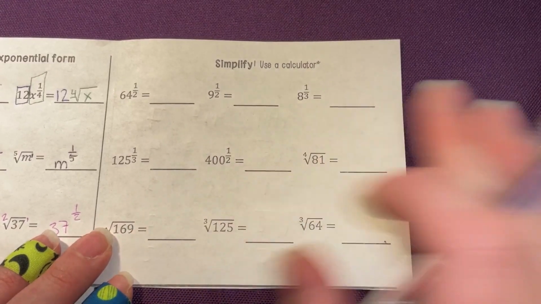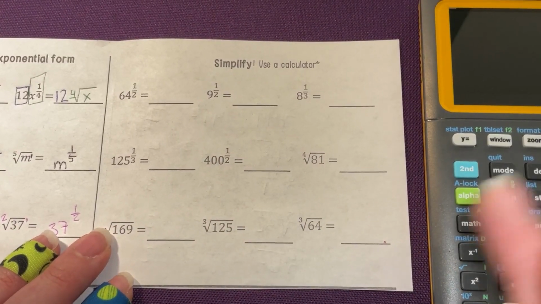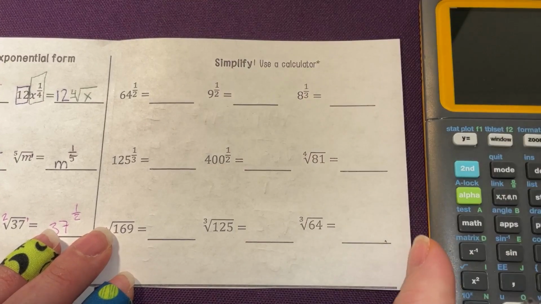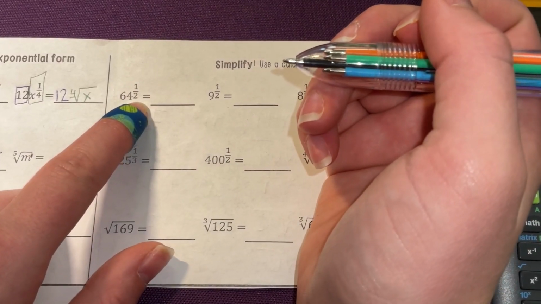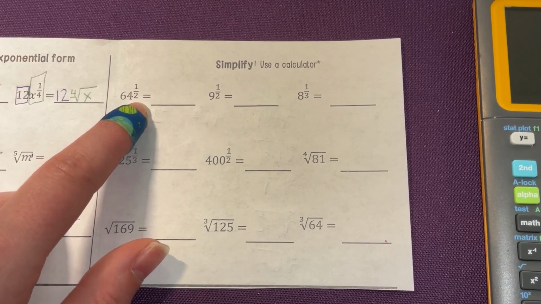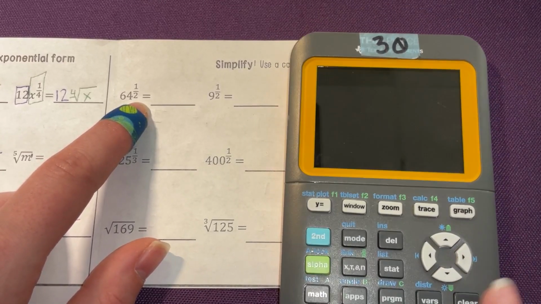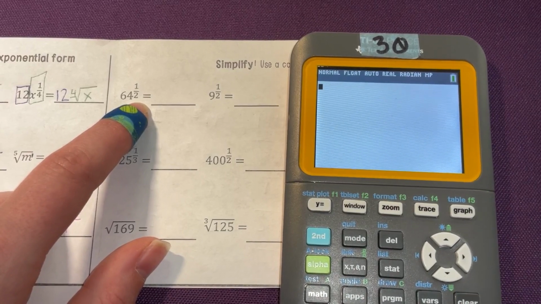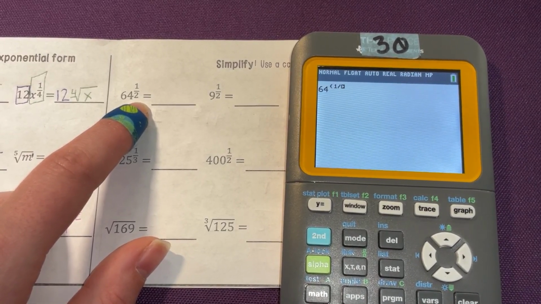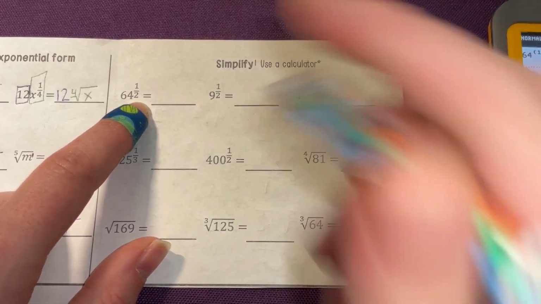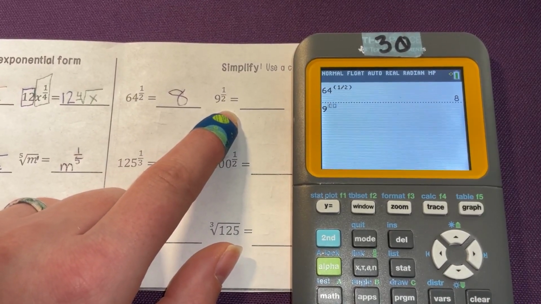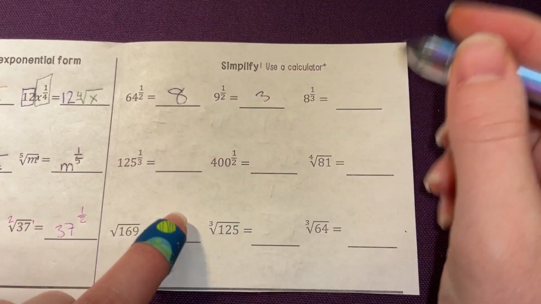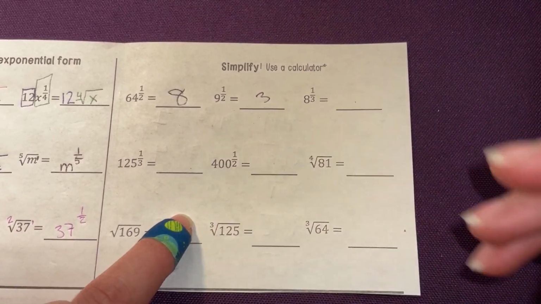Now what we're gonna do is we're gonna simplify using our calculator. So what we wanna do first is, let's look at this one, 64 to the 1/2, okay? All I want you to do is type that into your calculator. So 64 to the 1/2, just 8. 9 to the 1/2, just 3. I want you guys to do these next 3 on your own.